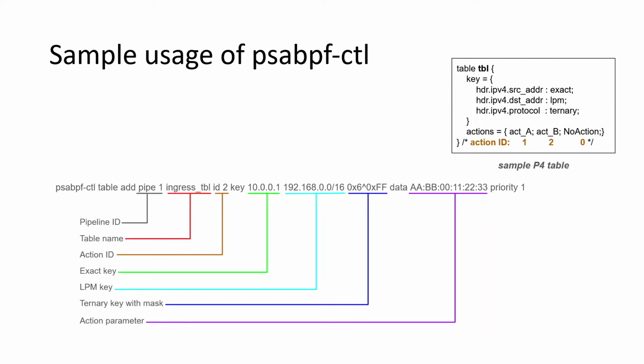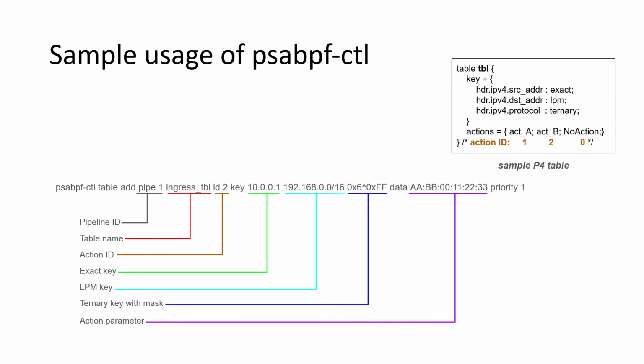Below the P4 table is a sample PSA BPFCTL command, which adds a new entry to such a table. First, we have the sentence PSA BPFCTL table add, which causes setup of a new entry. Next, there is a pipeline ID. After it is the fully qualified table name. Next is an action ID. As I said, action ID 2 denotes action Act B.